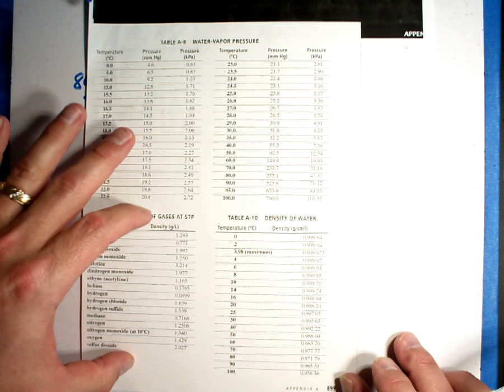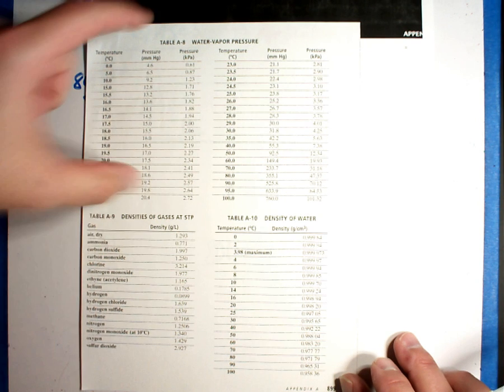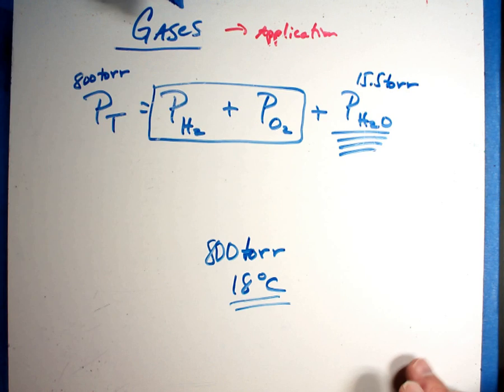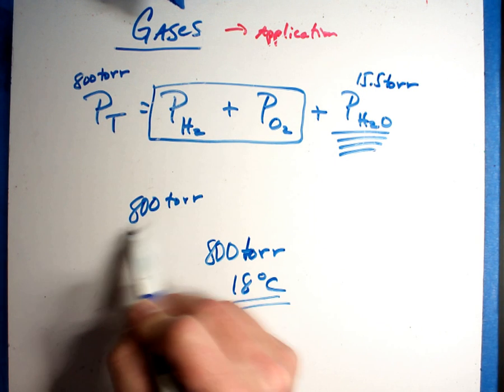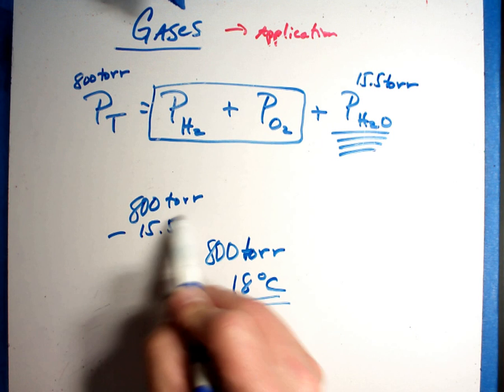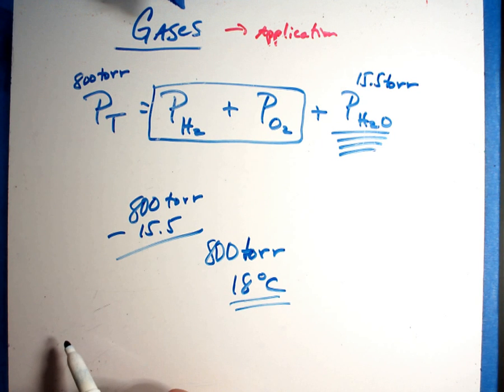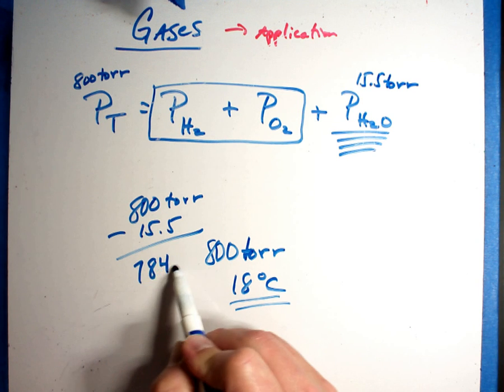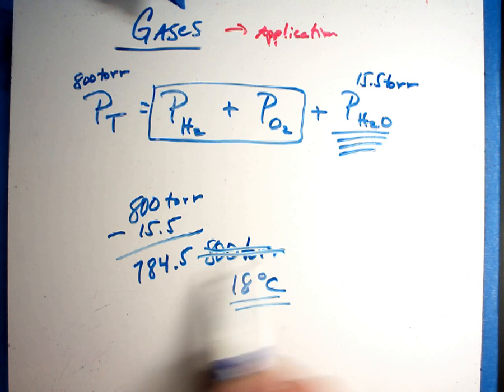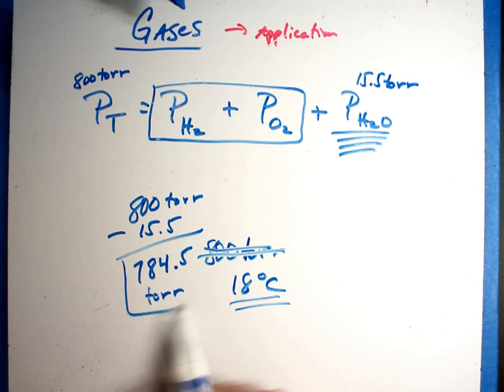So we're not going to worry about these at the bottom. But we use the water vapor pressure. So basically, all I have to do is take the 800 torr minus 15.5, and I have the answer. Okay? There'll be 784.5 torr. That's the total pressure that just comes.